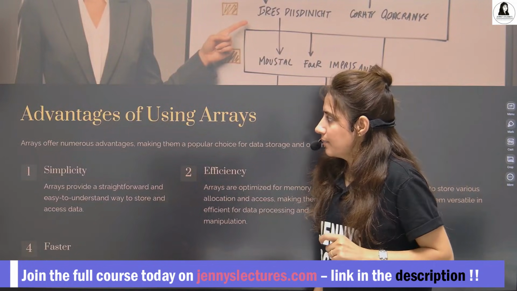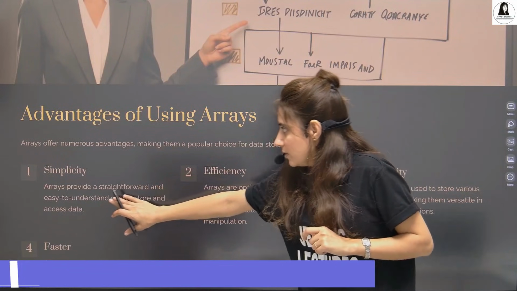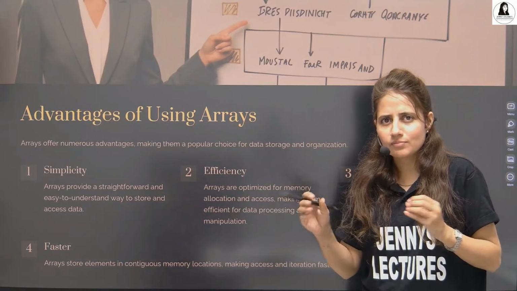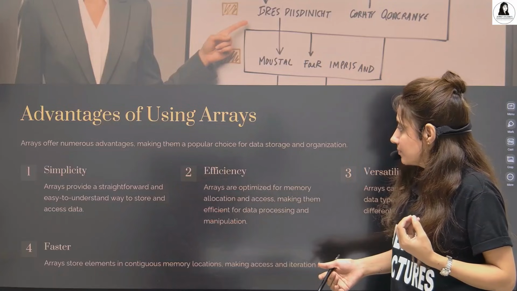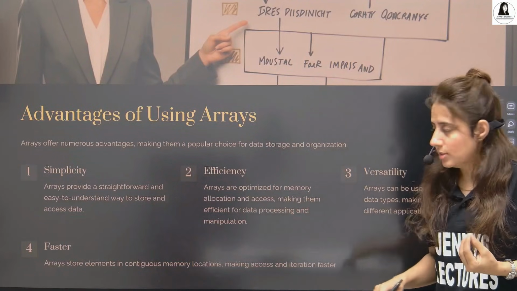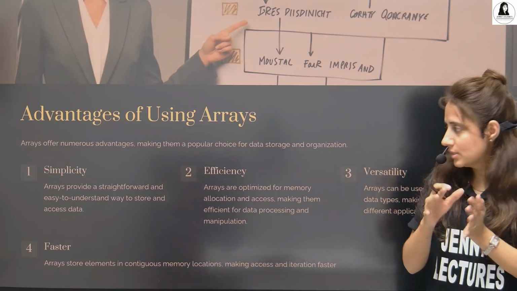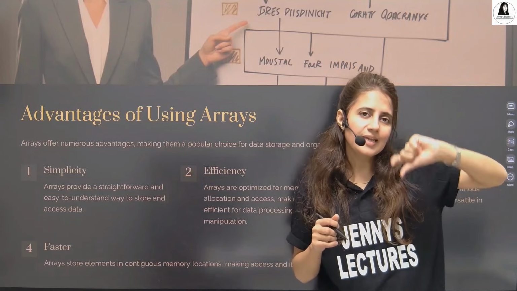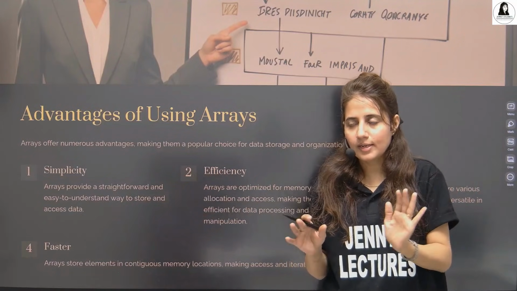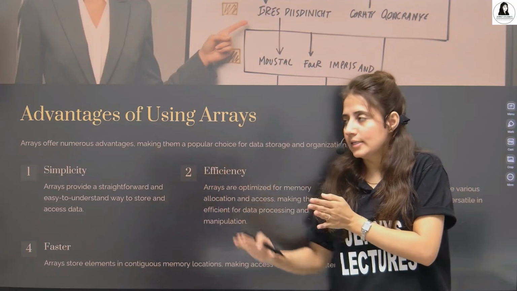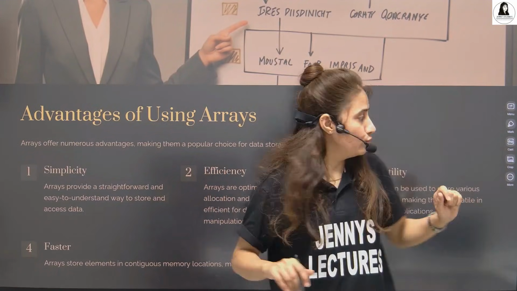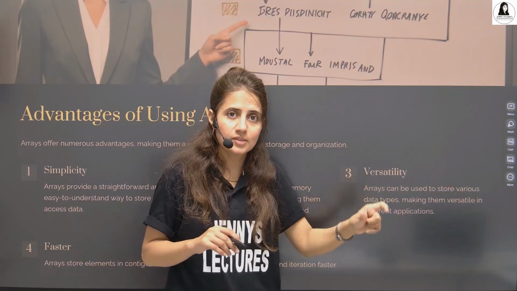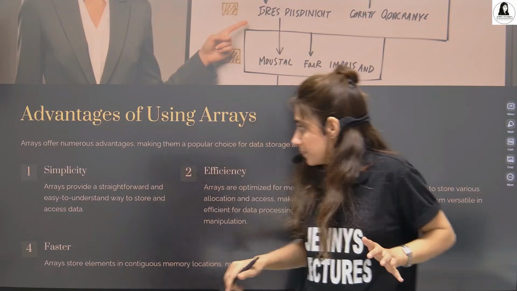What are the advantages of using an array? Simplicity. It provides a straightforward and easy to understand way to store and access data. Arrays are simple, they are not tough. You have seen that. Then obviously these are optimized for memory allocation and accessing, so we can access the data faster. Array elements are stored in contiguous memory allocation, so you can directly access any data randomly. That's why there is faster execution and faster accessing of data in arrays. Arrays can be used to store various data types, whether primitive data types or object reference data types.